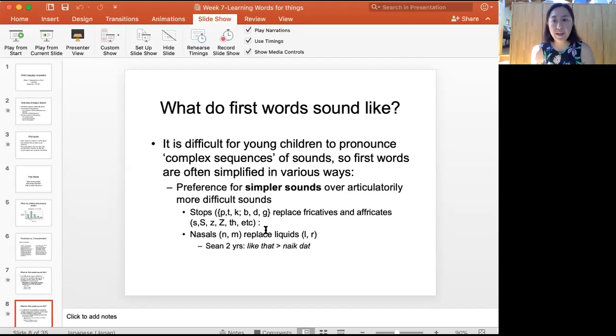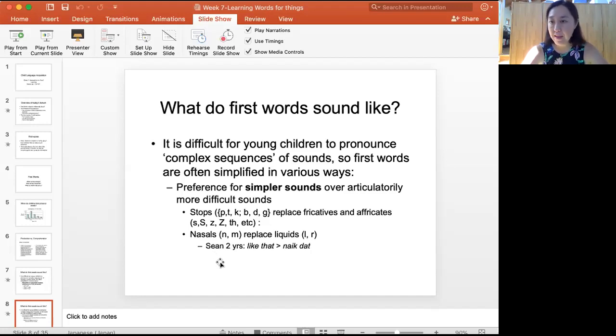But it's not the case that you can just replace it with any sounds or any stops. So let's look at the example here. Sean is my oldest son. When he was 2 years old, he used to say "like" in a different way, like that.